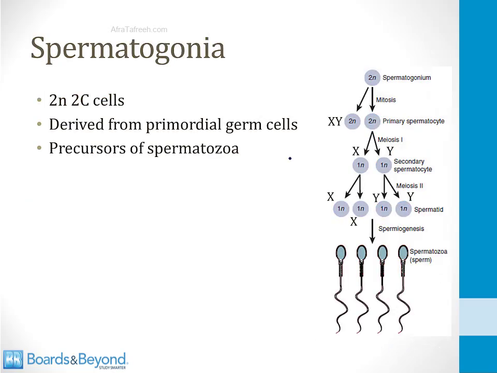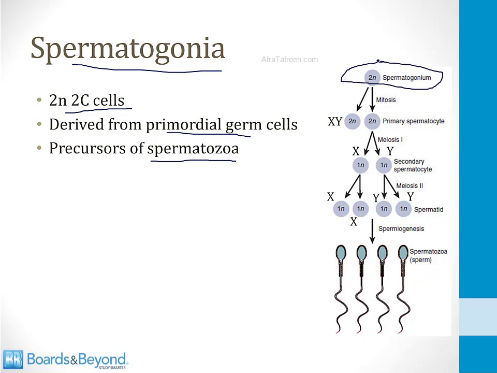So the reason I went through all that detail about chromosome content of cells is because if you understand that, then it's very easy to understand the names of all the different cell types involved in spermatogenesis. So spermatogenesis begins with spermatogonia. These cells are 2N2C. They are derived from primordial germ cells, and they are the precursor of what will ultimately become the spermatozoa. Basically, these cells are just like any cell in the human body. They have two copies of each chromosome and a single chromatid. It's shown here at the top of the drawing.